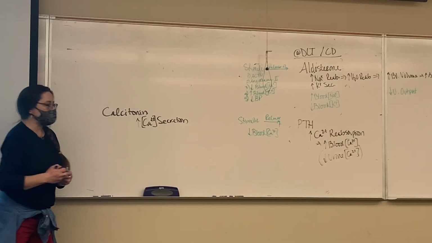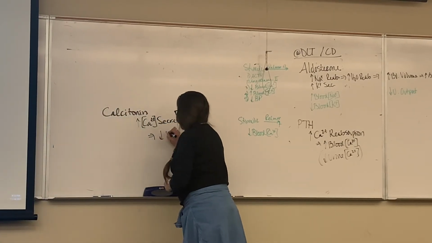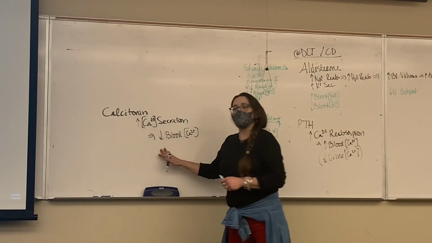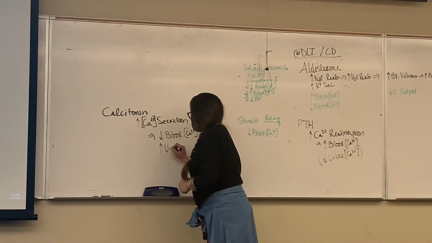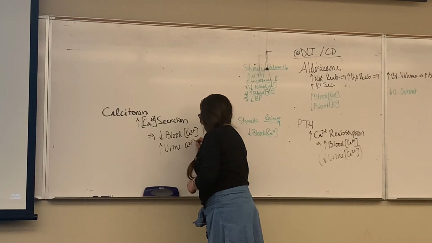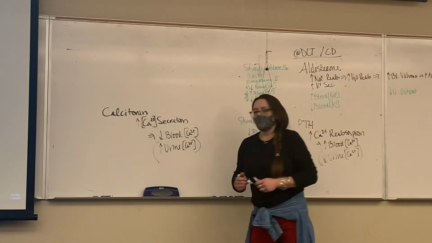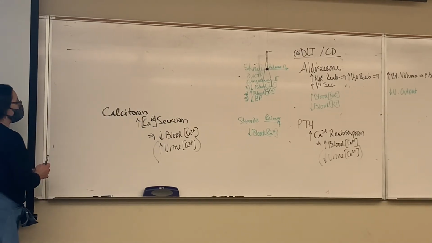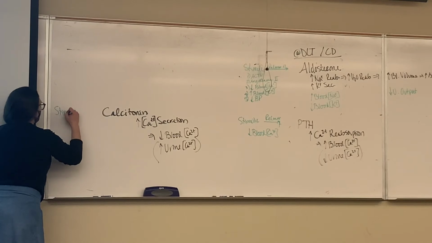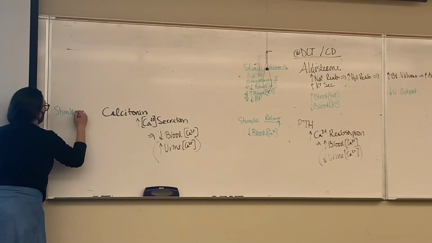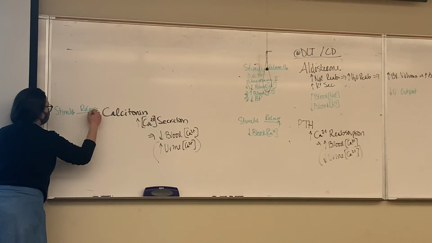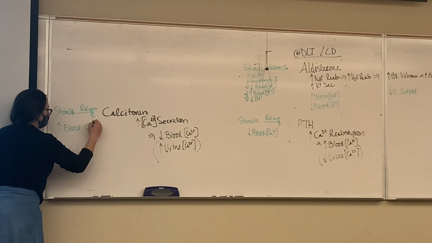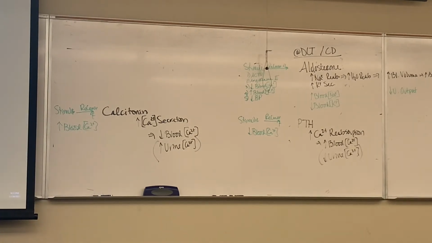And as we increase calcium secretion, that's going to cause our blood calcium levels to drop. And if our blood calcium levels are going down, that means our urine calcium levels are going up. And what would cause calcitonin to be released would be exactly the opposite of what causes PTH to be released. So stimuli causing release of calcitonin would be when our blood calcium levels are too high.